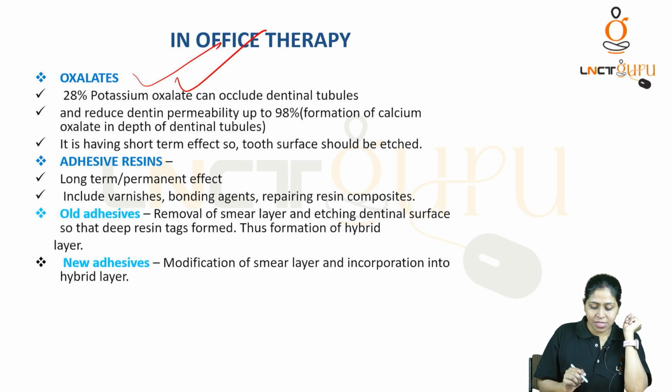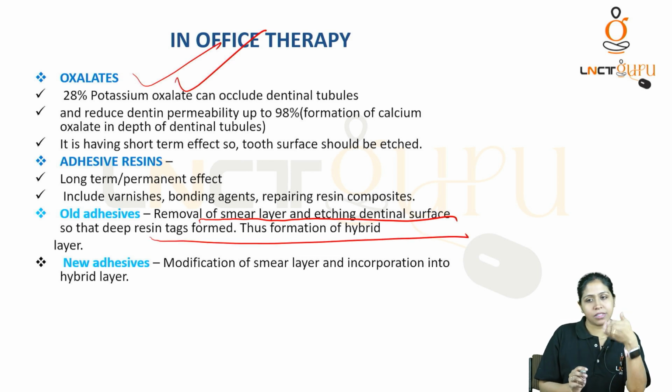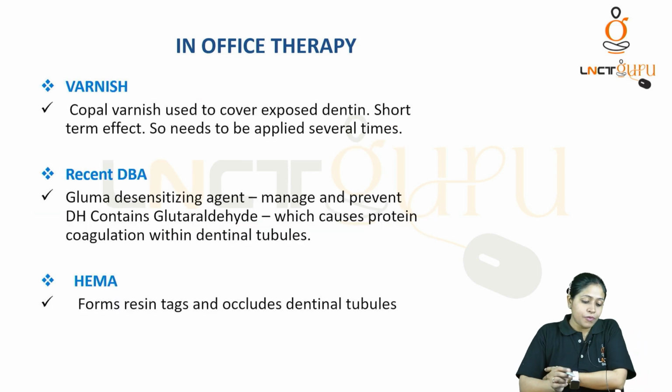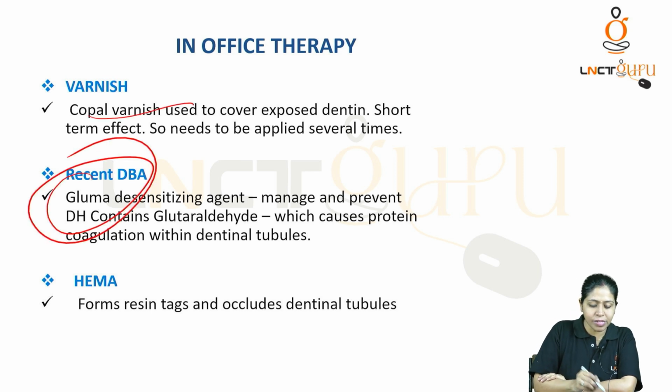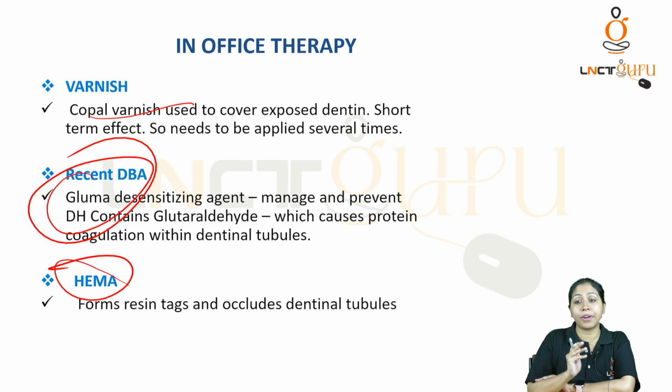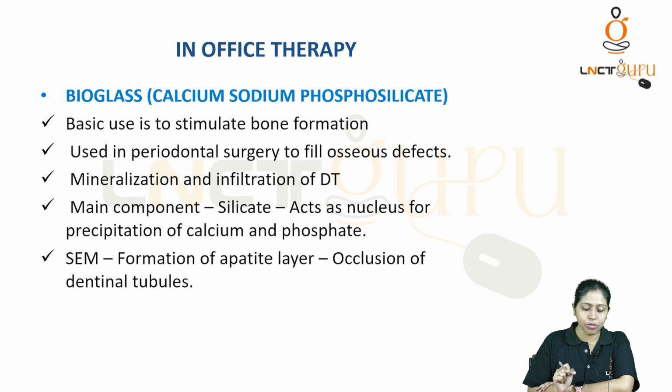Some adhesive resins can be used. They involve removal of smear layer and etching, and then a hybrid layer is formed. This will occlude your dentinal tubules. Now, in office therapy includes various varnishes like copal varnish, and dentin bonding agents like Gluma desensitizer. This is also very useful these days. HEMA, which is used in your composite, can also occlude the dentinal tubules.